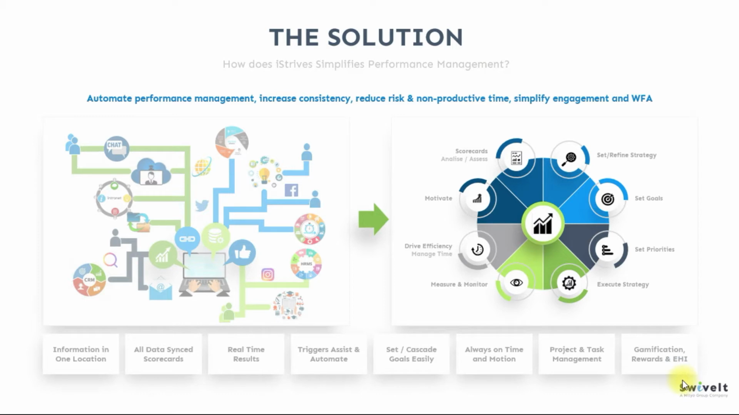In short, iStrive's automates performance management, increases consistency between performance, reduces risks, eliminates the non-productive time, simplifies engagement, and provides a full range of tools to enable work from anywhere. iStrive's can do so much more to help scale your business through our superior customization capabilities. But as a start, here is a quick walkthrough of the built-in modules and how they can simplify various performance management and productivity challenges.